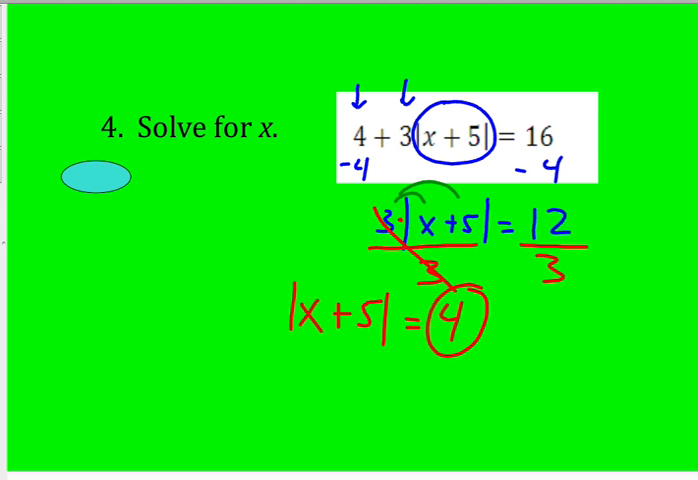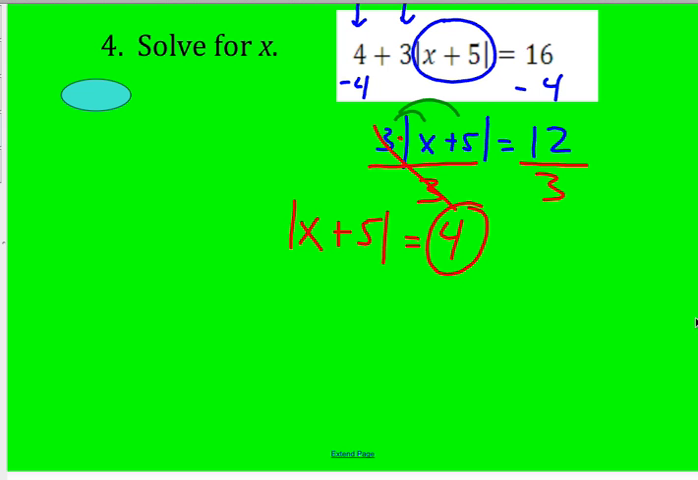Now this 4 is positive, so I can go ahead and break it up into my two possible answers. Everything inside there could equal the positive 4. Also, everything inside there could equal the negative 4.